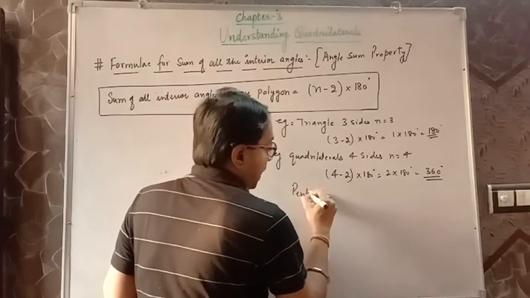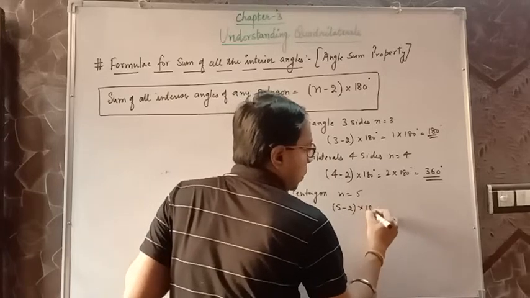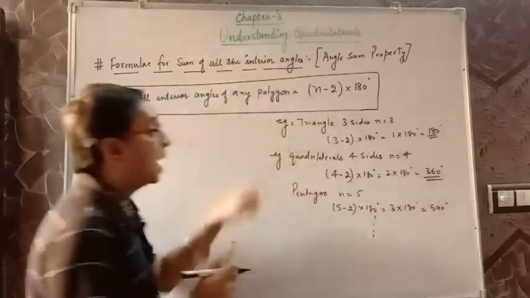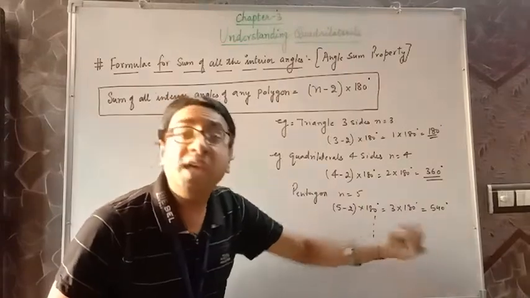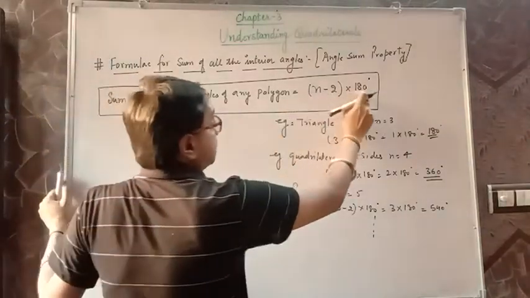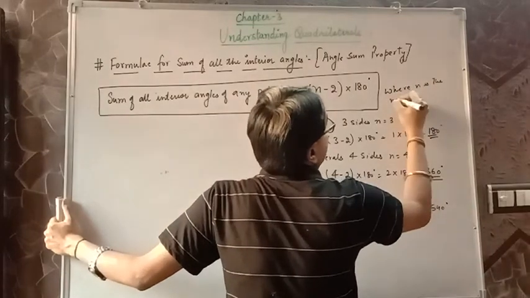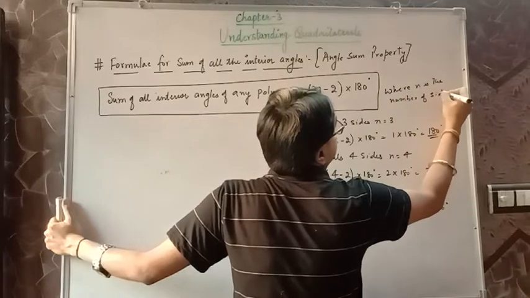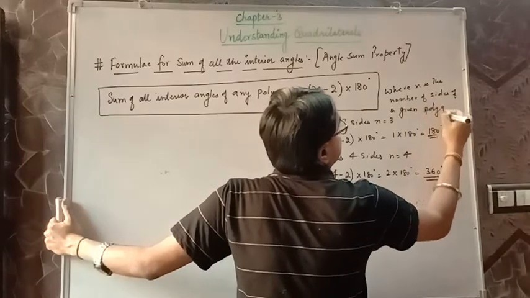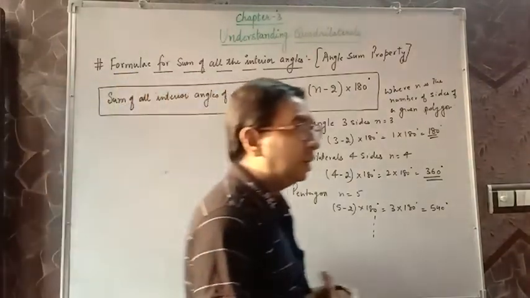Similarly, let's see the pentagon, n is equal to 5. 5 minus 2 into 180, that is 3 into 180, that is 540 degrees, and so on. By this, you can find the sum of all the interior angles of any polygon. Are we clear? Very easy. n minus 2 into 180 degrees, where n is the number of sides of a given polygon. Are we clear?